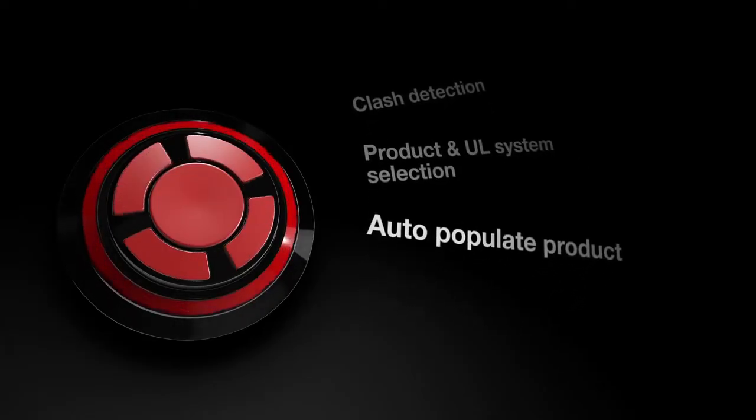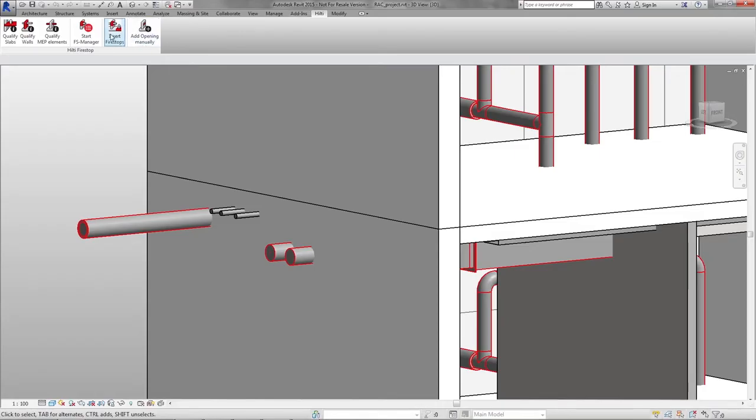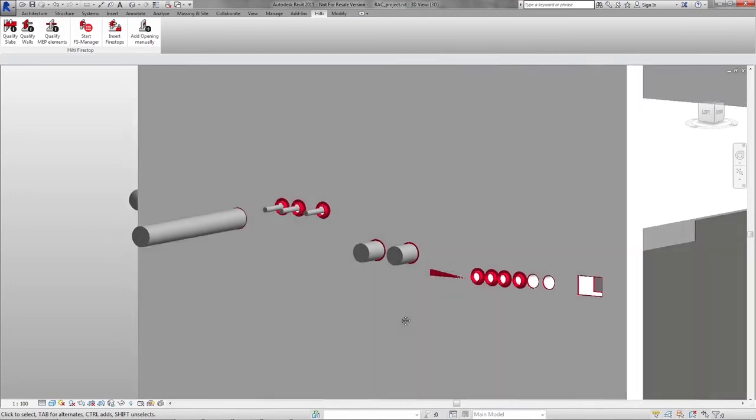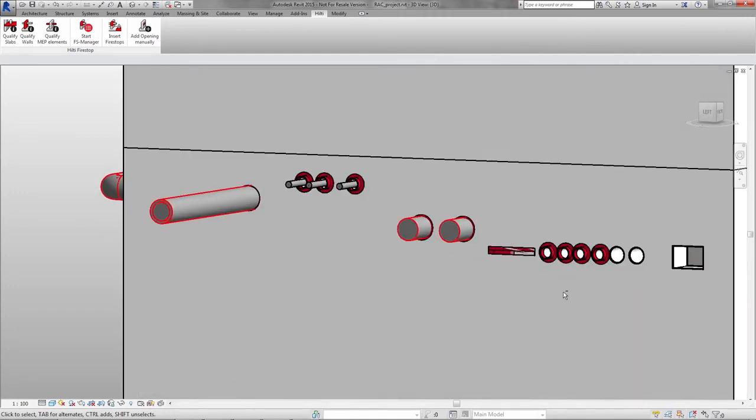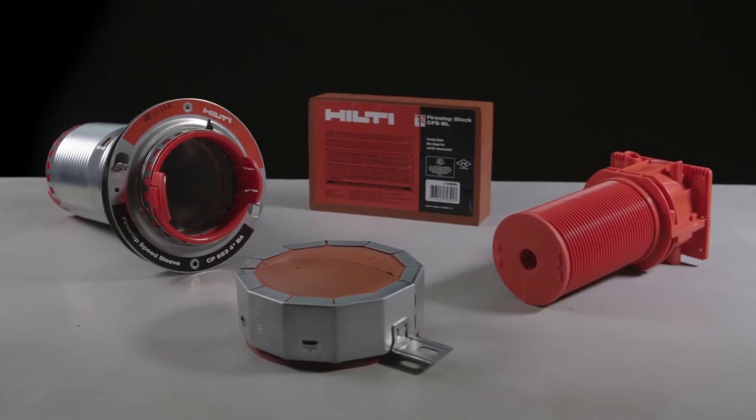There is no need to manually place hundreds of Firestop objects into your BIM model. Hilti Button for Firestop places the correct Firestop assemblies into your model automatically. Firestop goes BIM. What would have taken hours can now be achieved with a few clicks. The all-new Hilti Button for Firestop.